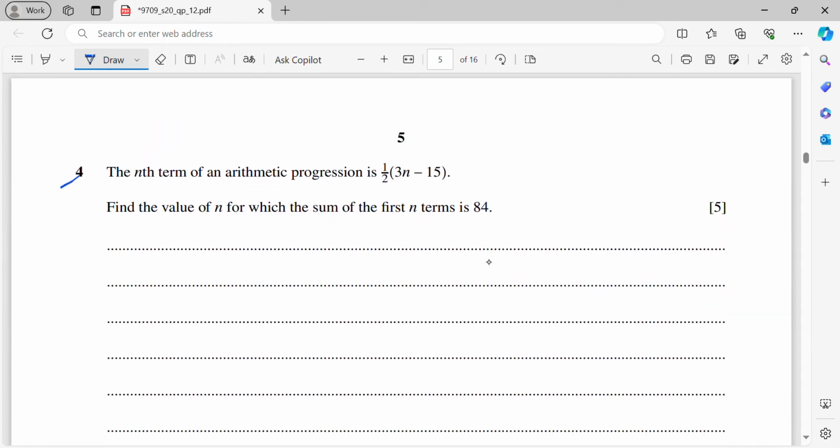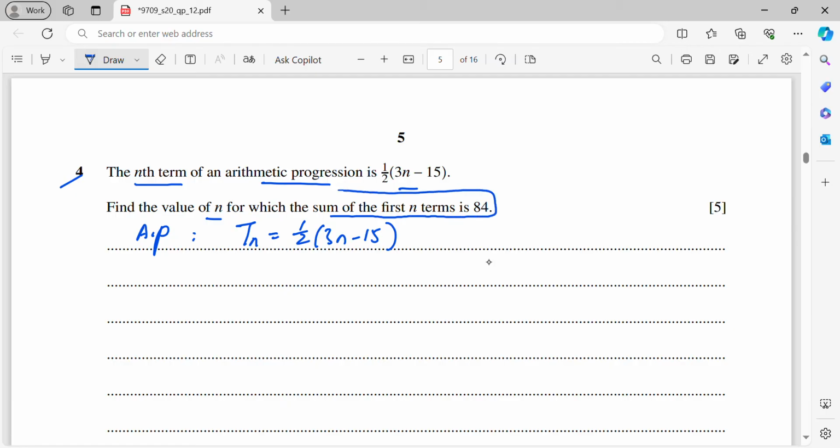Okay, next question number 4. The nth term of an arithmetic progression is this expression. So I will write down first. AP, arithmetic progression, Tn is half of 3n minus 15. Find the n for which the sum of the first n terms is 84.